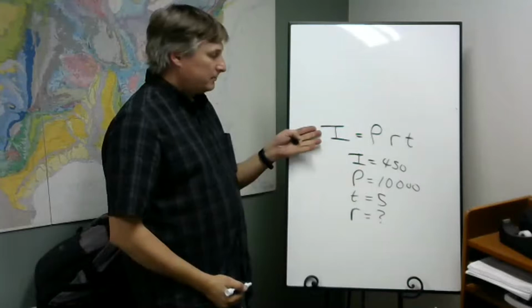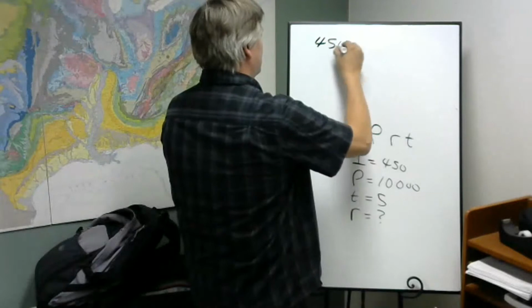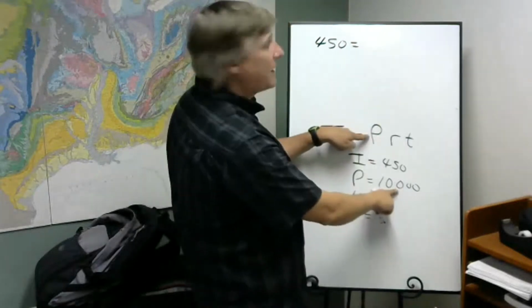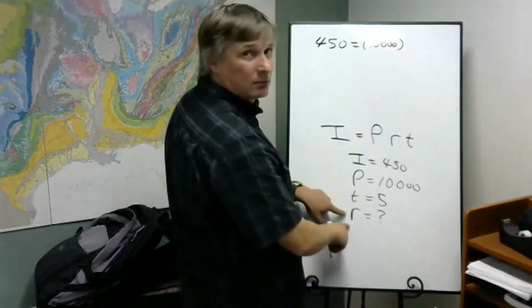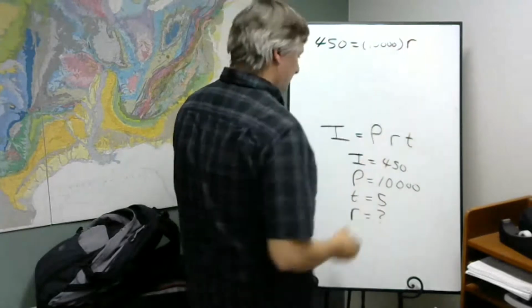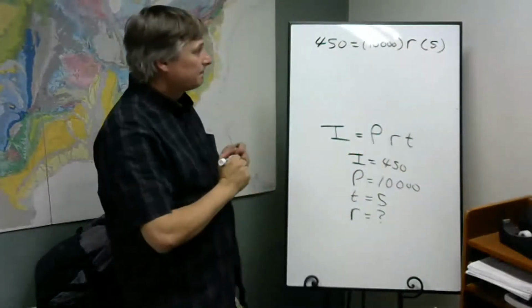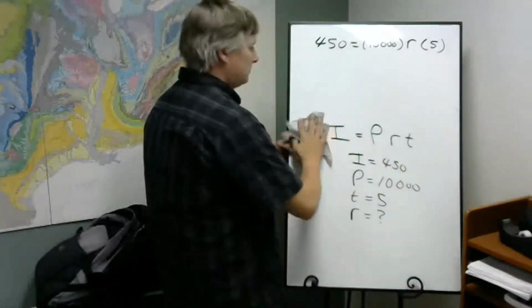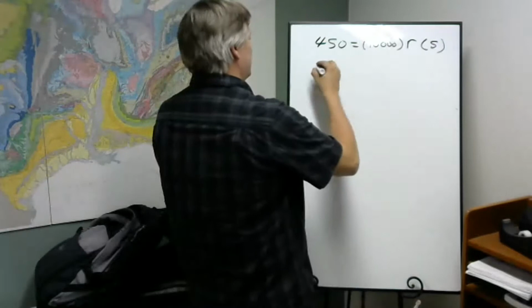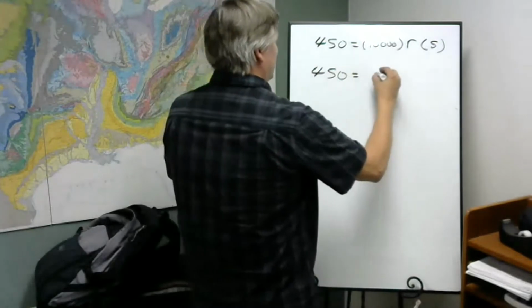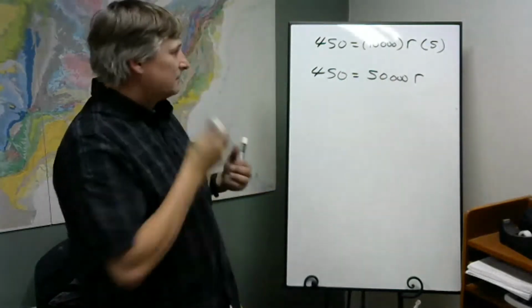So taking this formula, let's plug everything in. I is 450. P is 10,000. R, we don't know, so it just stays R. And then T is 5. Now, what we can do, we can multiply the 10,000 and 5. So we get 450 equals 50,000 times R. So now we've got to solve for R.